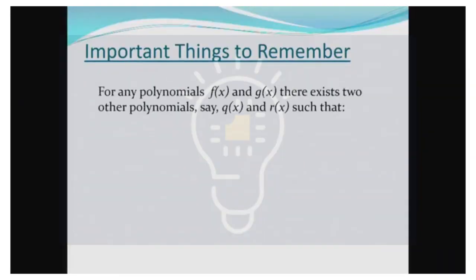If we are generalizing what I've just discussed with you now, for any polynomials f(x) and g(x), there exist two other polynomials, say q(x) and r(x), such that you can write f(x) in the similar fashion like this. This is the same as the first example that I did with you when we wrote 17 as 3 times 5 plus 2. So our remainder here is r(x).